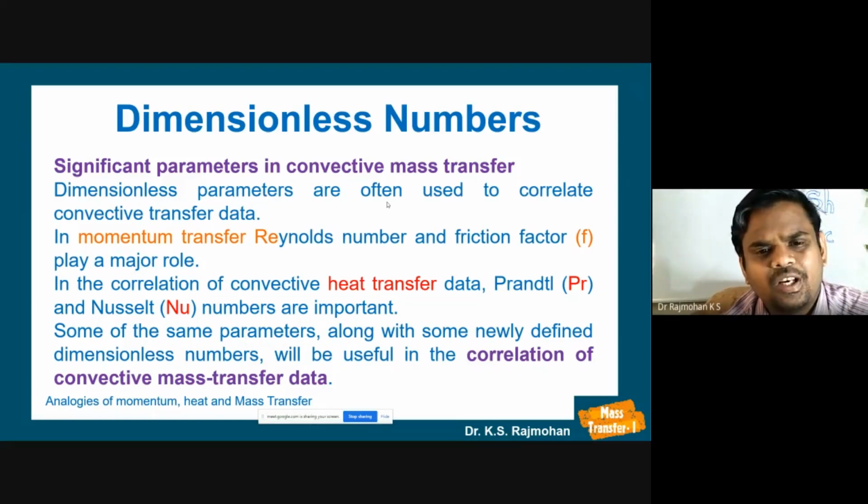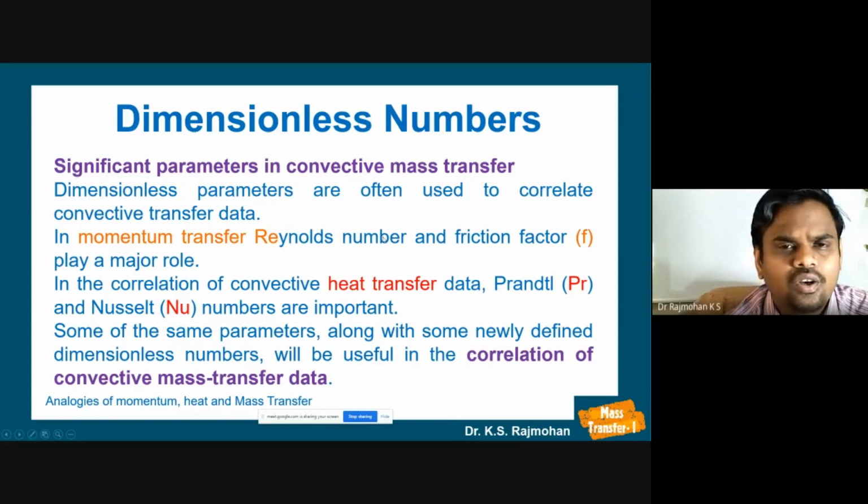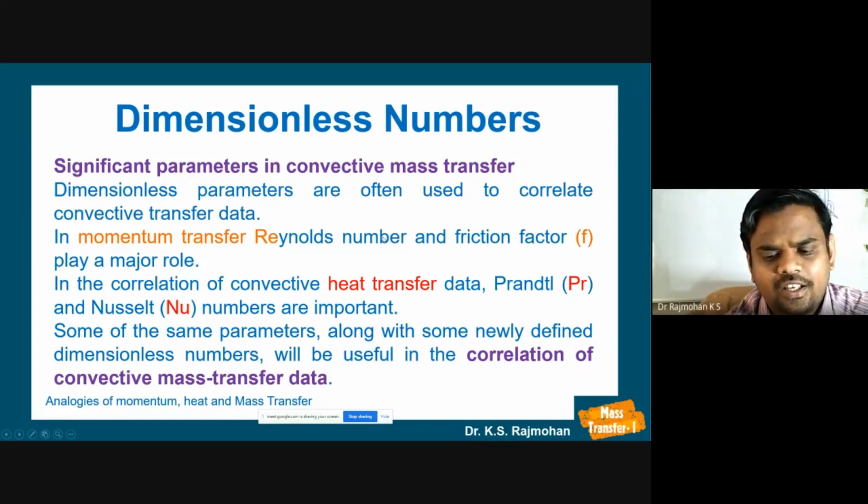Okay, in momentum transfer, Reynolds number and friction factor play a major role, as I just explained. And in convective heat transfer, we have Prandtl number and Nusselt number, which are important. And similarly, we can define some new dimensionless numbers which will be useful for correlating the convective mass transfer data also.